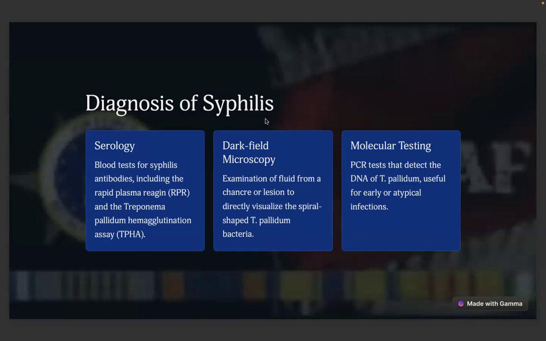This may come to your mind: why don't we use a Gram stain or any stain to identify this bacteria? We mentioned earlier that this bacteria isn't an ordinary one. It can't be stained, and it also can't be isolated on any media. Okay, all right. We also have molecular testing, where we can do a PCR to recognize the DNA. It's usually helpful for early or atypical infections.